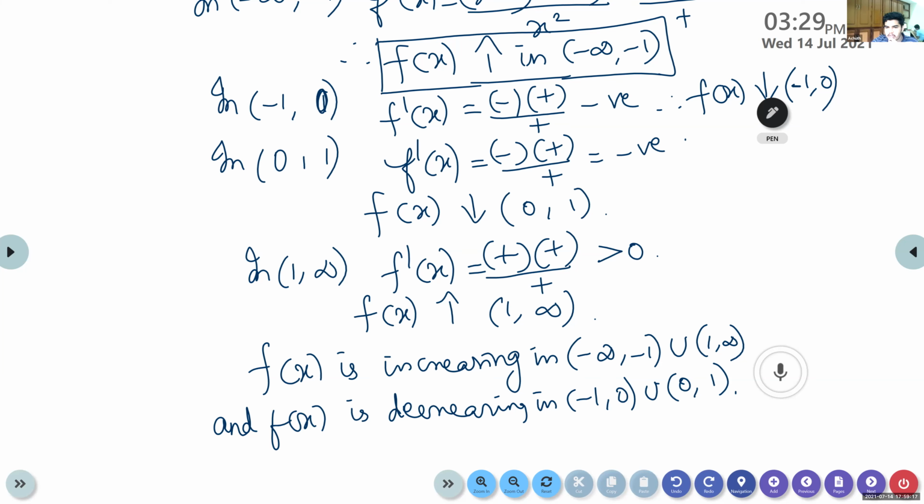Yes, Achyut. Why do we write this union? Because when you join all these intervals, we have 4 intervals. Combining them, in which intervals is it increasing? Minus infinity to minus 1 union 1 to infinity. That means in these 2 intervals it is increasing, and in the other 2 intervals it is decreasing. Here it is increasing, and here also it is increasing. So if we take x values in these 2 cases, it will be decreasing.